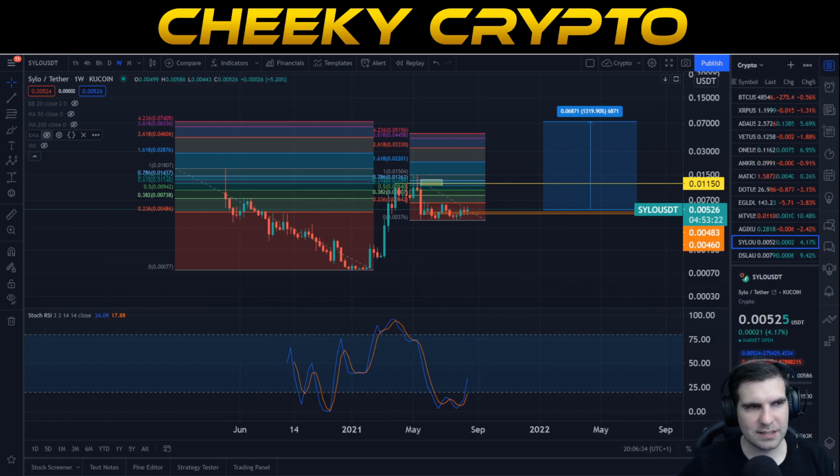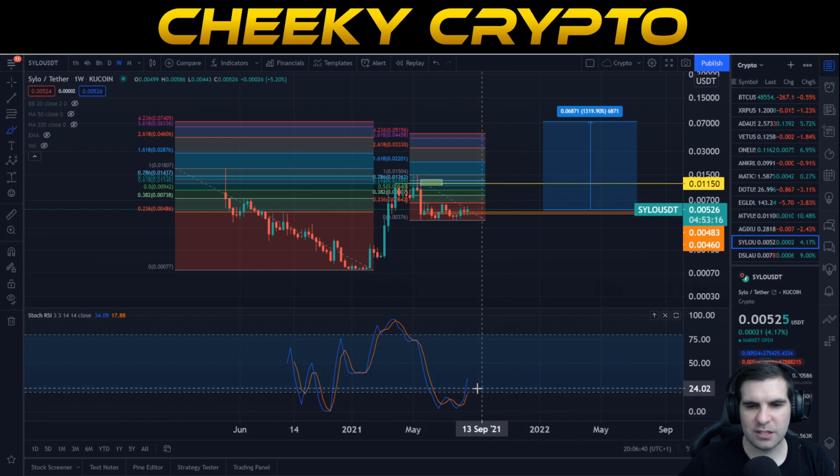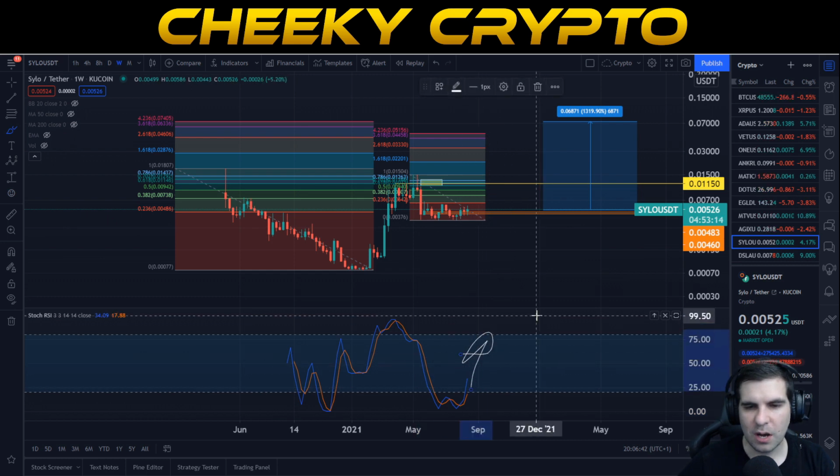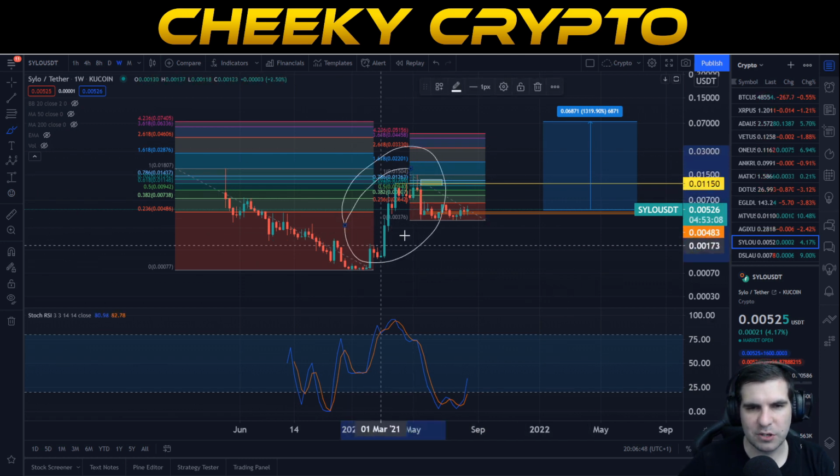Now, we can see that the stochastic relative strength index has shown that we have been oversold, and we're starting to move out of this area right now. So the weekly chart is looking pretty bullish as we look to grow our stochastic back to the overbought area, as we did during the earlier phases as we went through this motion here.